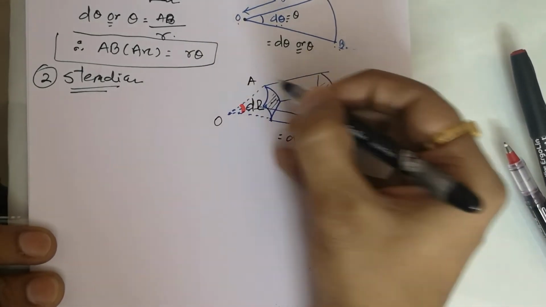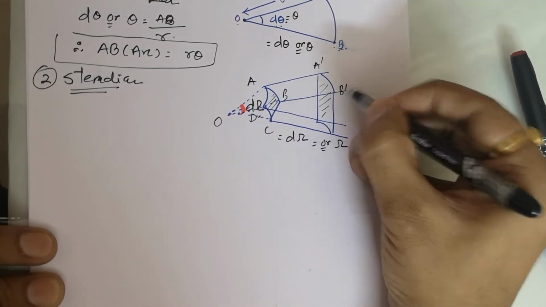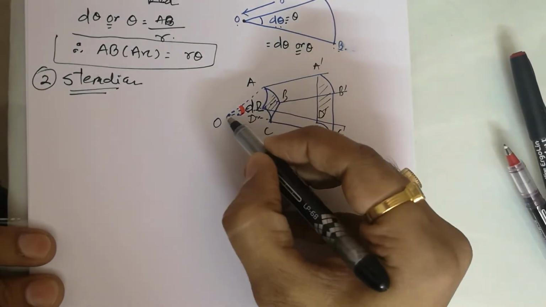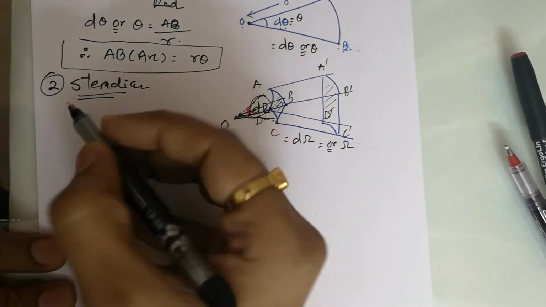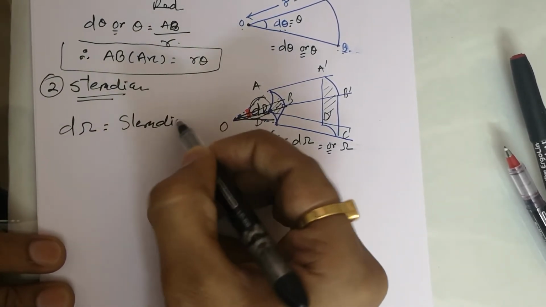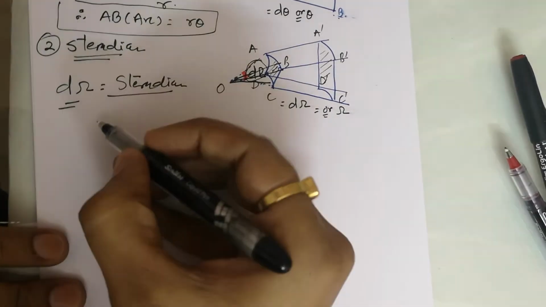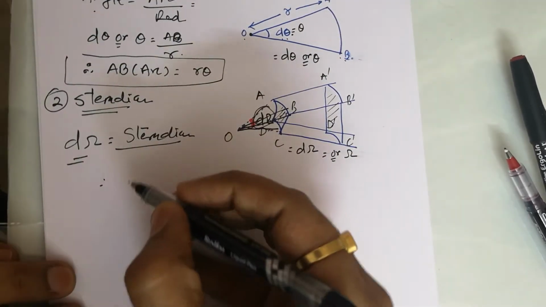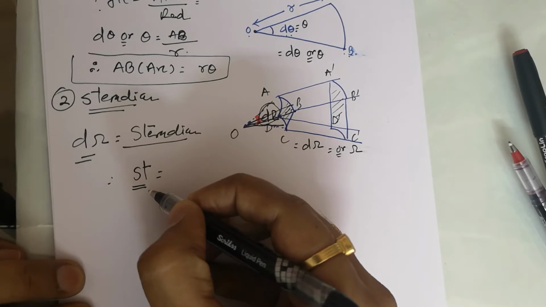Assuming that you have one area ABCD, and another that looks the same, A dash, B dash, C dash and D dash. I am extending this part backward, and it makes an angle of d omega. So d omega is my angle of a steradian. If my angle is steradian, I can say it is just like a similar equation of angle.